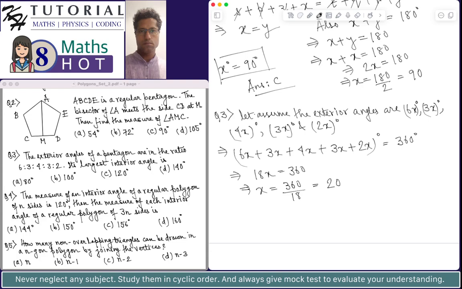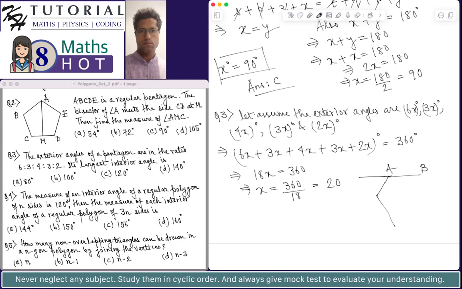So x is 20. Now it is asking what will be its largest interior angle. One concept is which interior angle of a polygon will be largest. Let's say we have some irregular polygon, that is, the sides are of unequal length, and let's say AB is a side of the polygon. We extend the side AB.